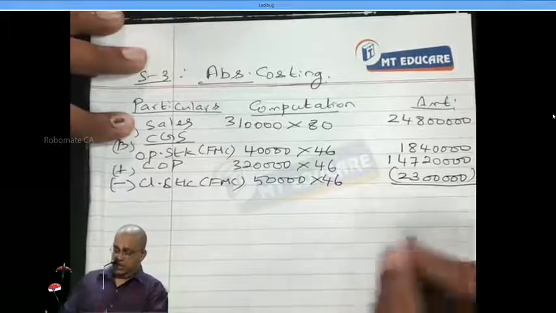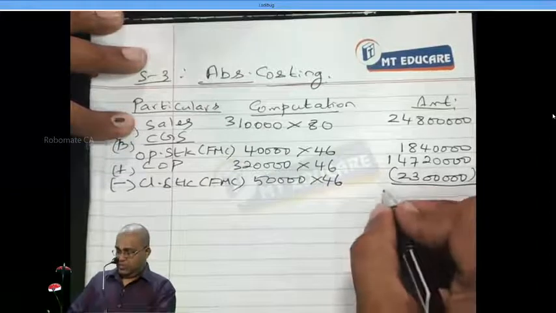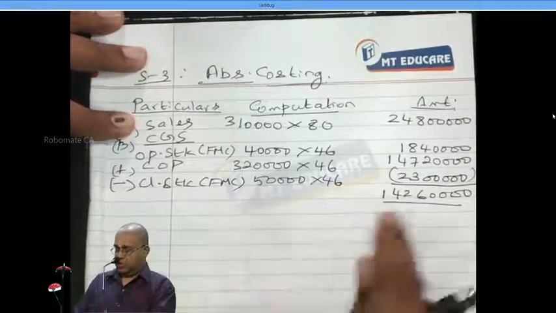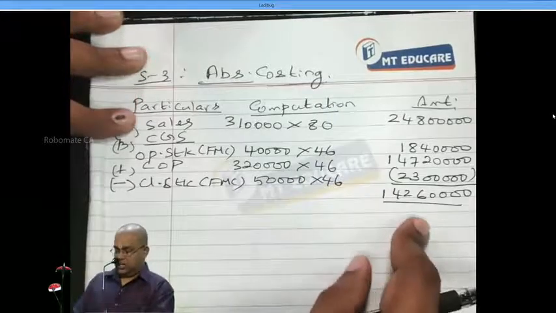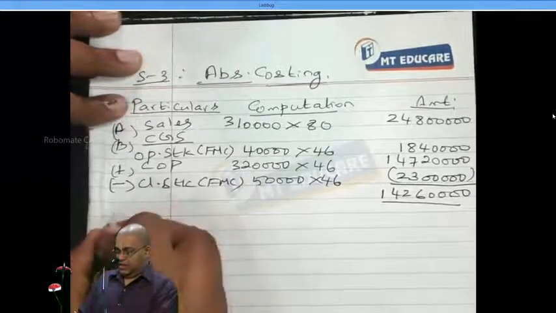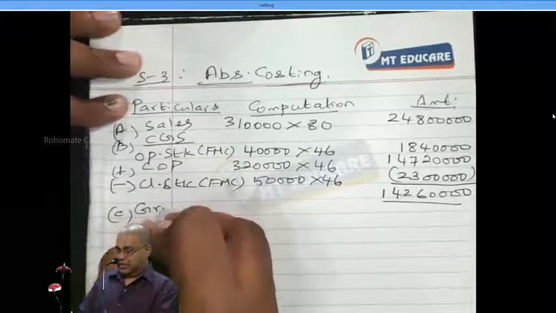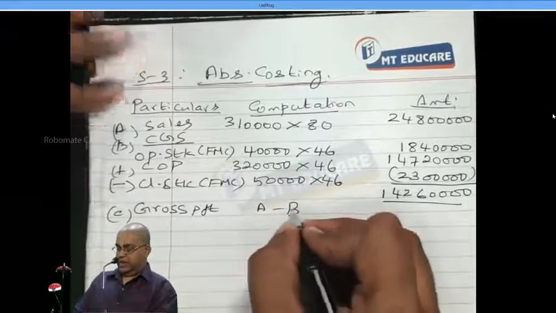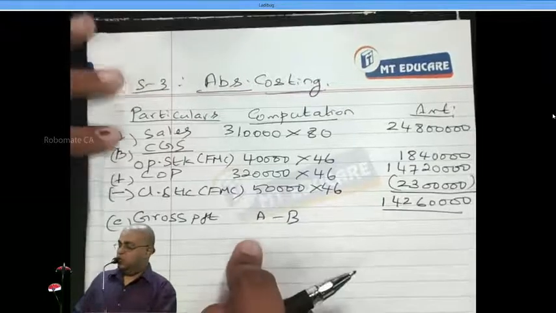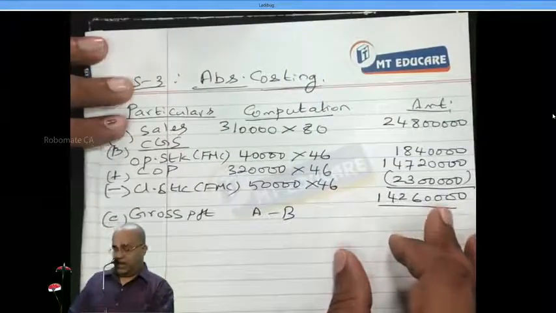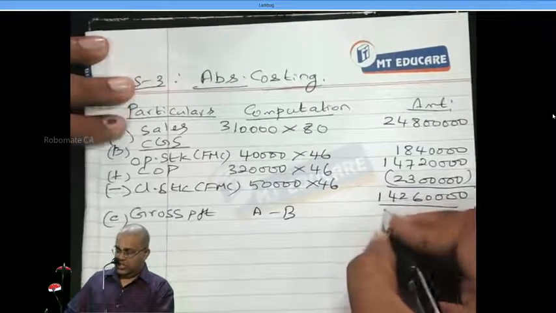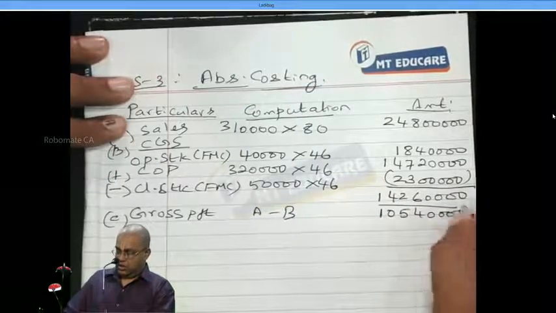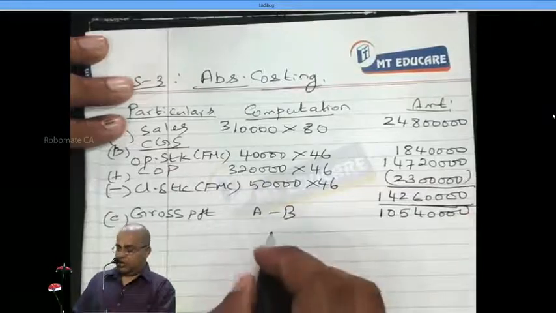Can you knock it off and tell me what is the cost of goods sold? 1 crore 42 lakh 60,000 is the cost of goods sold. This is capital B over. Yes or no? Now, what is capital C? Gross profit is A minus B. 2 crore 48 lakhs minus 1 crore 42 lakhs 60,000 gives you 1 crore 5 lakh 40,000. 1 crore 5 lakh 40,000 is the gross profit. Am I right or not?